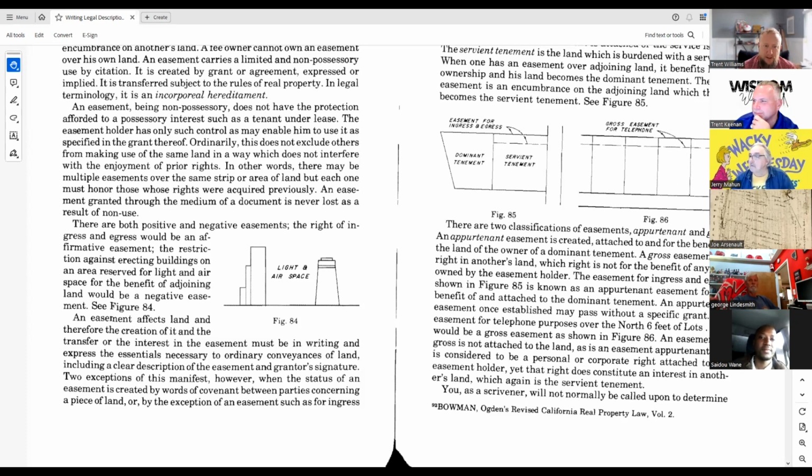Here he's got light, air, and space, light and space easement, and I've never really dealt with view easements, light easements, or space easements, but I was going to see if any of you guys had dealt with that, or any thoughts or any examples on that one.